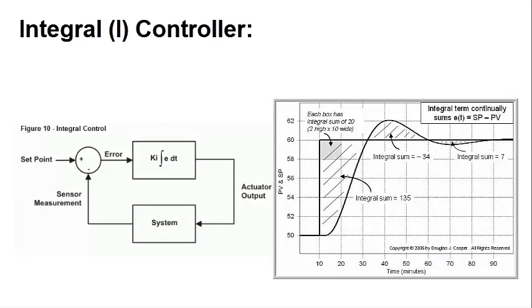Integral (I) controller. An integral controller eliminates the steady-state error by integrating the error signal over time. It continuously adjusts the control output based on the cumulative past errors. It helps in reducing the offset between the set point and the actual process variable.